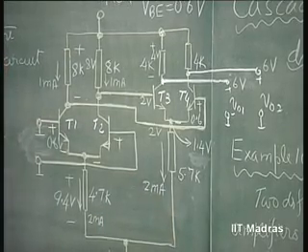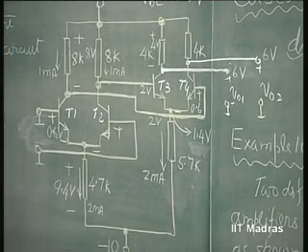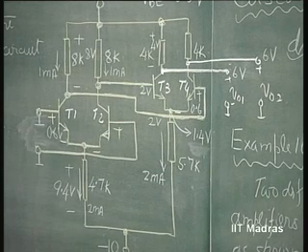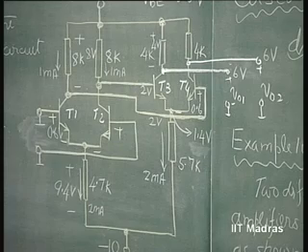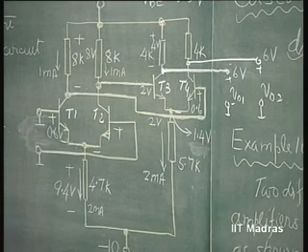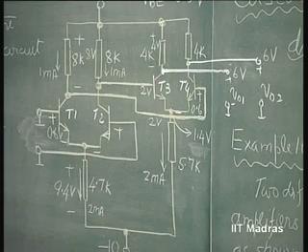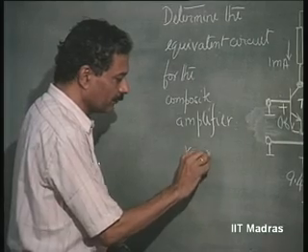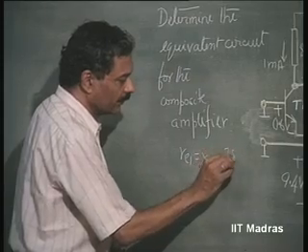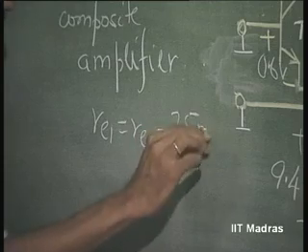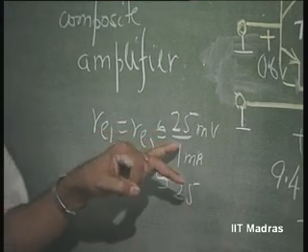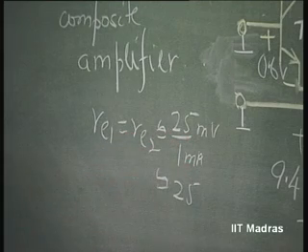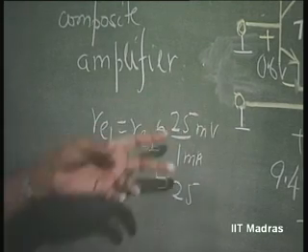Now, what about the gain, etc.? First let us consider from the input side the input impedance. The currents being 1 milliampere each, the REs will be approximately 25 ohms each. So, RE1 equals RE2 equals 25 mV by 1 milliampere, so 25 ohms. Instead of 26 I am writing 25 for ease of mathematical computations. So, 25 ohms.